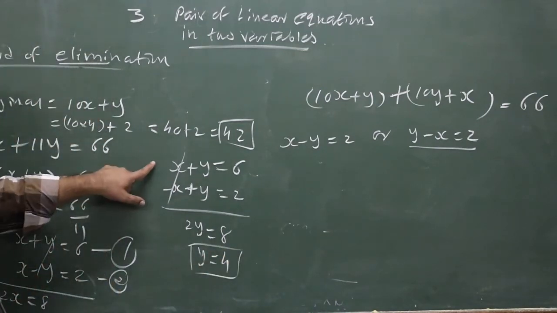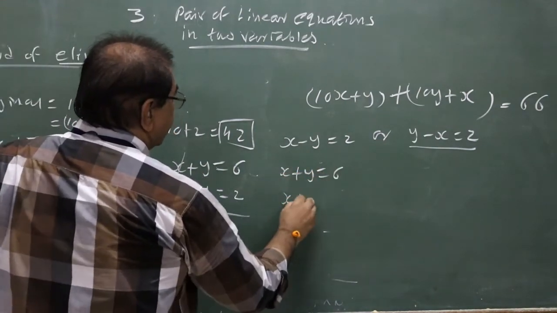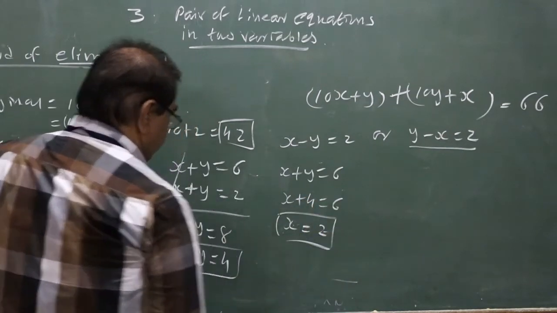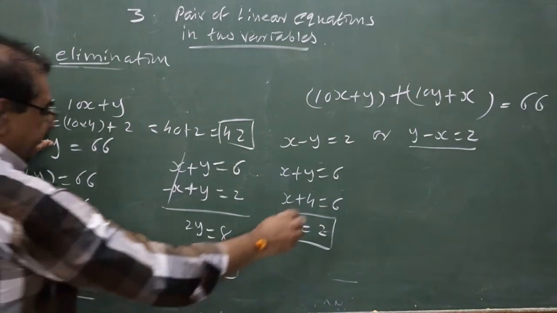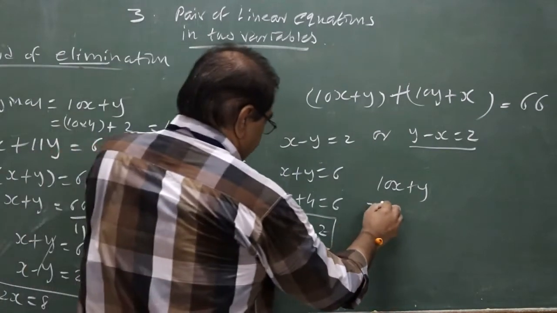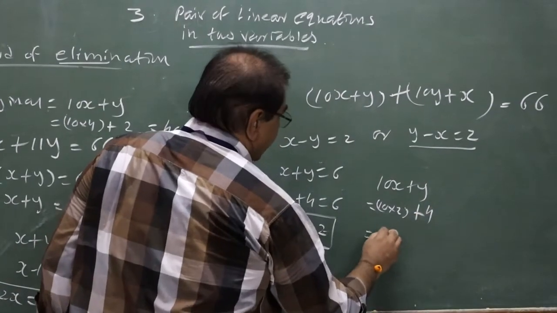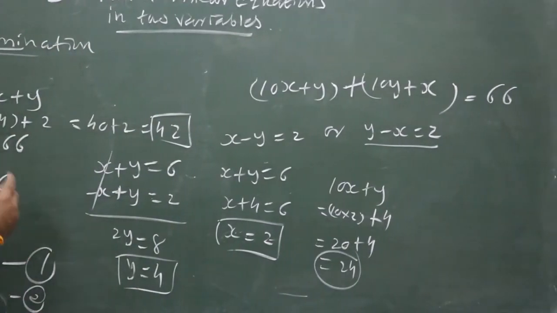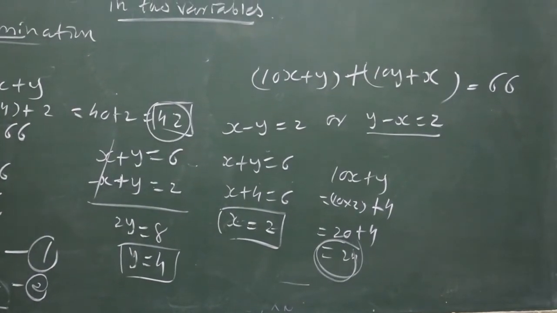Now in any of the equations you put the value of y, 4. So x plus y is equal to 6. x plus 4 is equal to 6. x is 6 minus 4, it is 2. So now y is 4, x is 2. Now if the number is 10x plus y, what is the number? 10 into 2 plus y is equal to 4. So 10 twos are 20 plus 4, answer is 24. So the number can be either 42 or 24. For both the numbers, this comparison is correct.